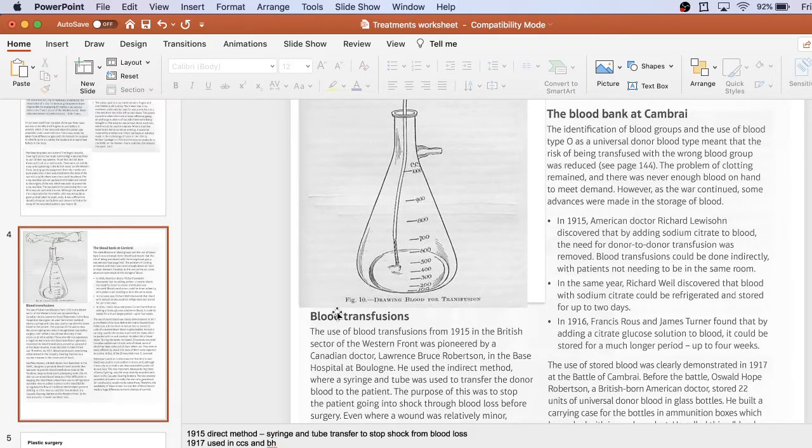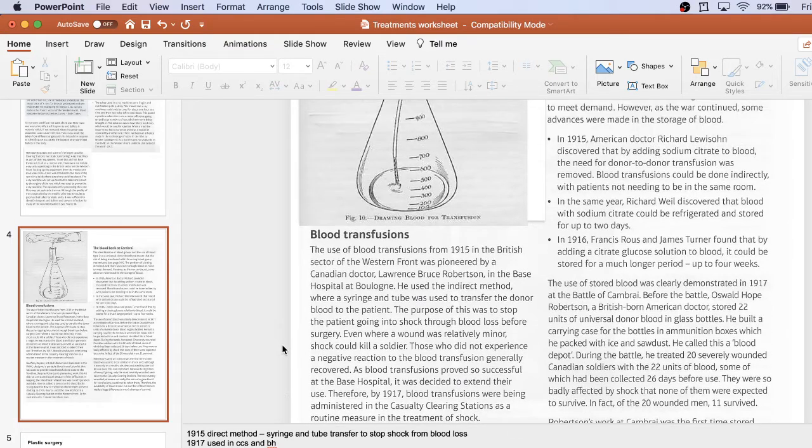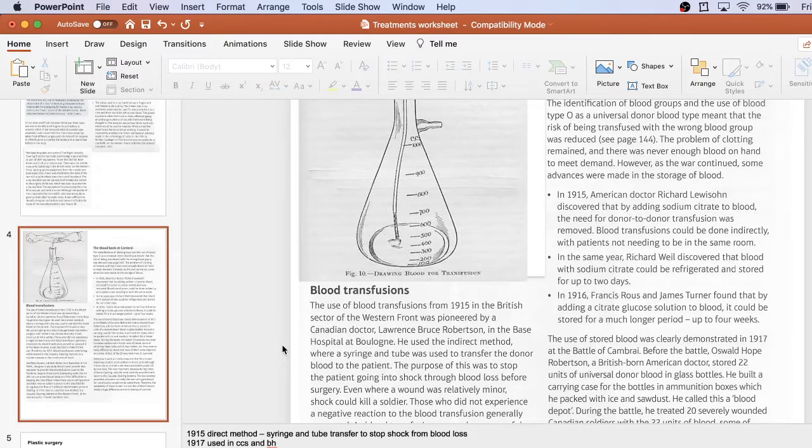And the whole idea of that is you want to stop the shock, because blood loss tends to give you a shock. So if you lose blood, that's when you could potentially get into shock. And the whole direct method was to make sure that wasn't the case. In 1917, we see that blood transfusions start to be used in the casualty clearing station. And that's because of how beneficial it is.